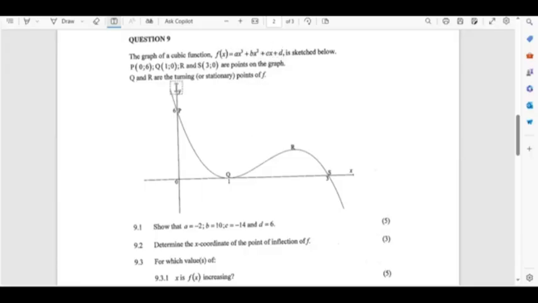Now we're given points on the graph. Let me just write down the points which I'm given. P is at 0 and 6. I'm also given Q, which is at 1 and 0. I was not given R, but I was given point S, which is at 3 and 0. Now they say R and S are points on the graph, and Q and R are turning points, which are your stationary points.